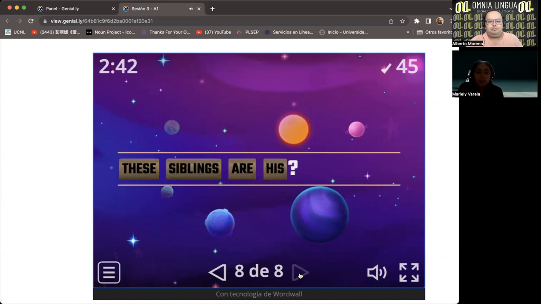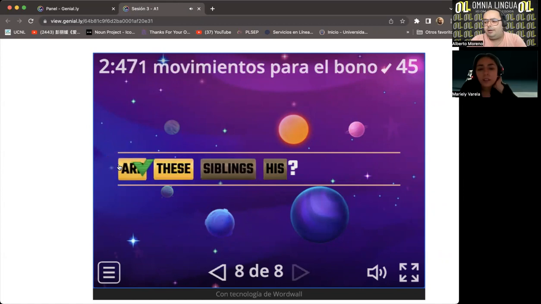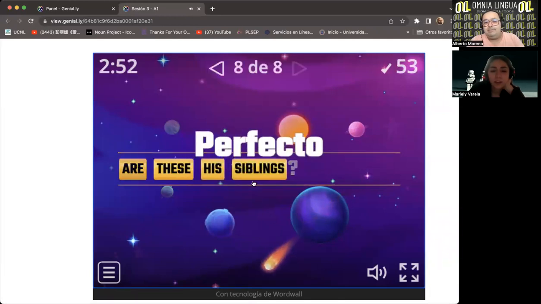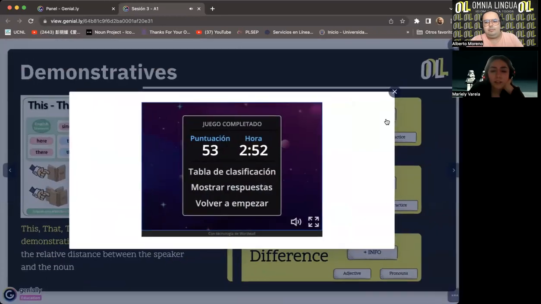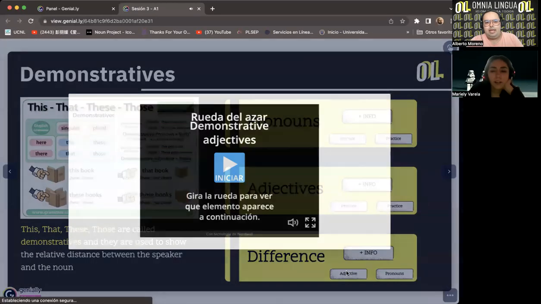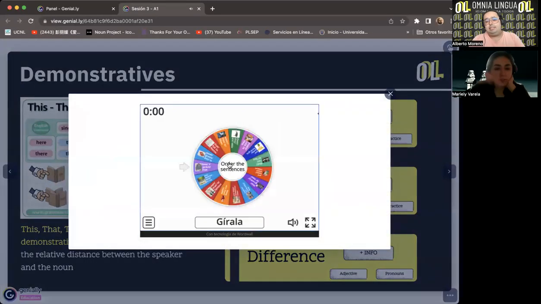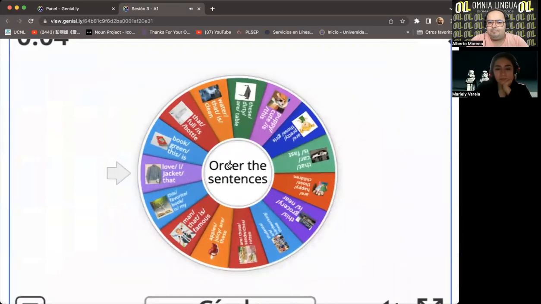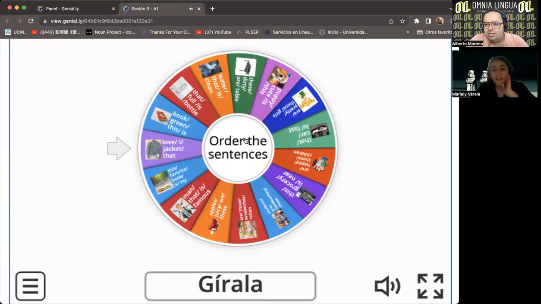Then, are these his siblings? His siblings. Sus parientes. Siblings es parientes. Okay. Then this is a speaking activity. Es una actividad de práctica de producción oral. En esta, aquí con la ruleta lo que tenemos que hacer es poner la oración en orden. Te toca a ti. I'm gonna do it first and then you. Yo comienzo y después tú.